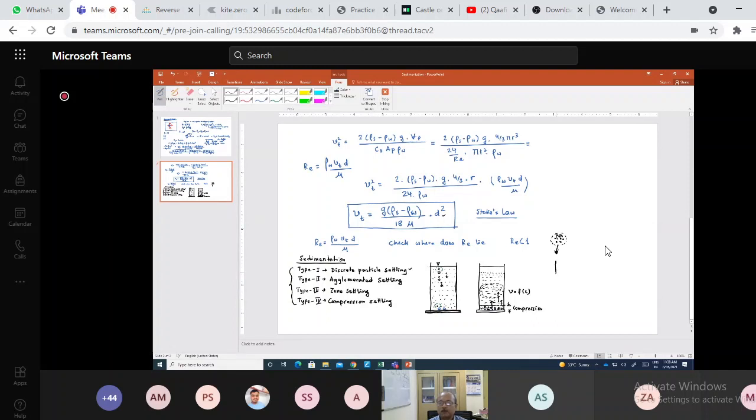So suppose you are trying to plot a curve of the distance traveled by the particle with respect to time. So if it is the height of the particle from the top, that's right here, and this is time.